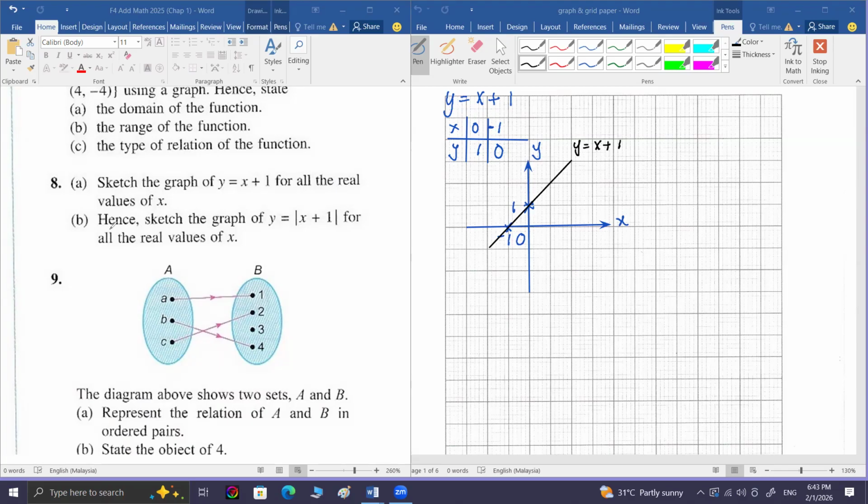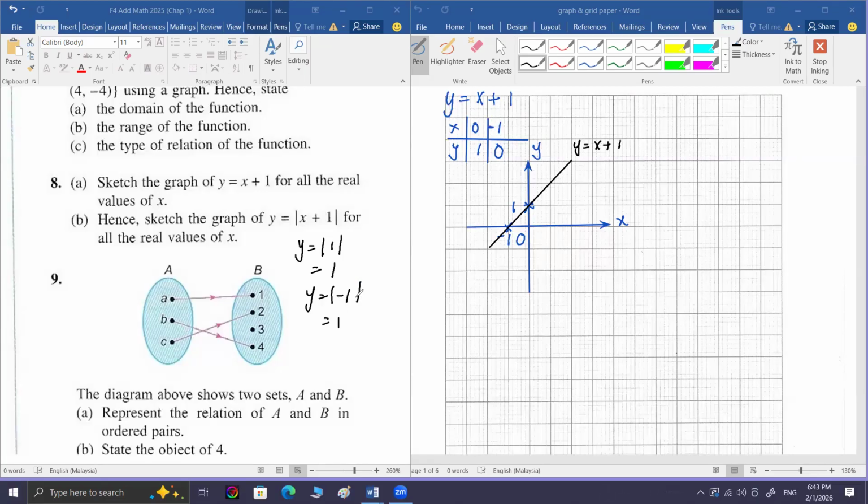Then after that, can you see the word "and"? Sketch this graph for all the values, right? So means we get this one, we sketch another one with the modulus. So before I sketch a second one, I explain to you the meaning of modulus. Let's say modulus of 1 is 1. Modulus of -1 is also 1. Meaning that any negative values in the modulus, it will make it positive.